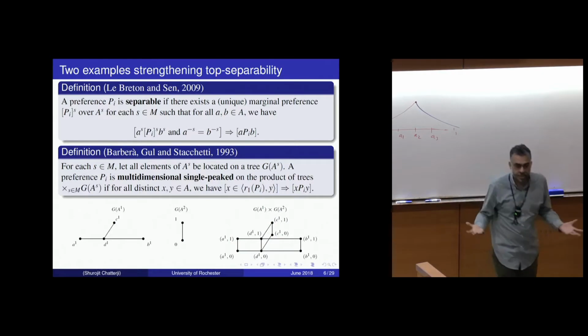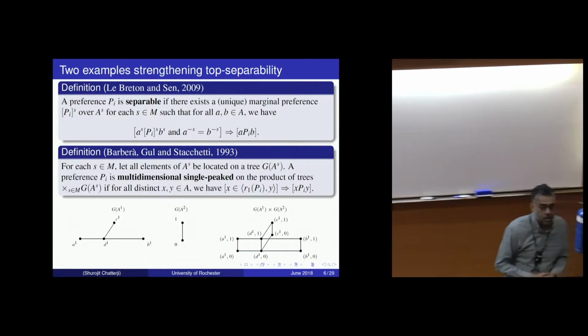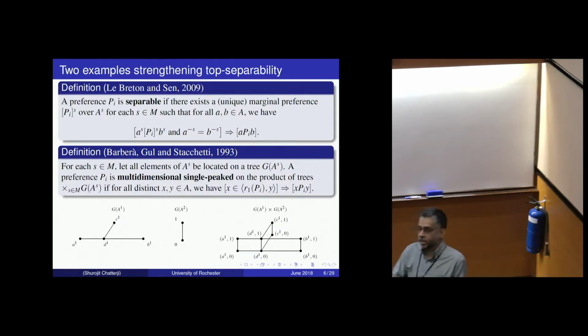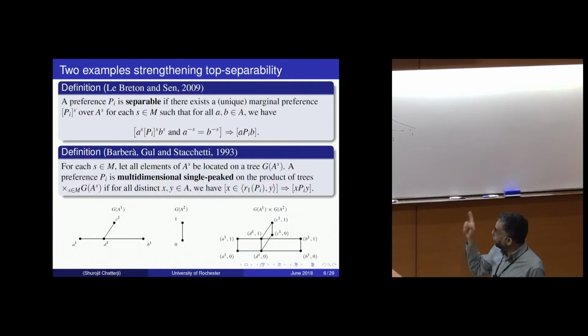So this is the usual single peakedness on a line. Barbera, Gul, and Stacchetti generalize this to a product of lines, so a multidimensional context. And what we do in our paper is generalize it further to a product of trees. So let's again assume that there are two components, education and health.